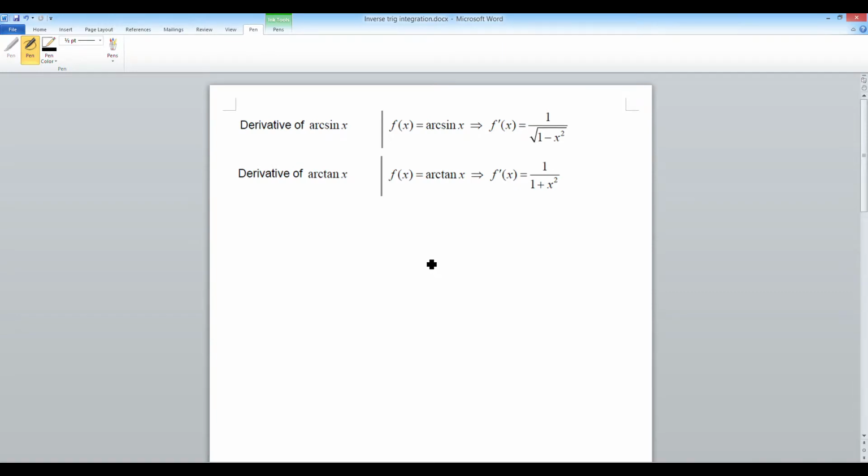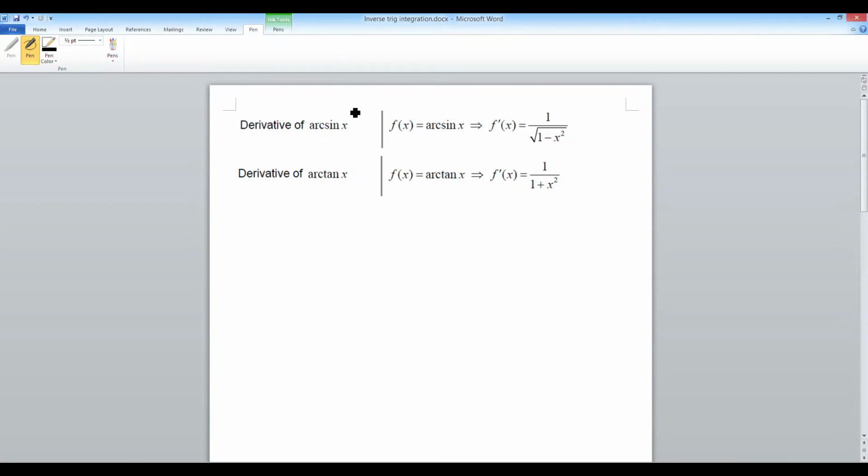Hello, let's take a look at the integration of inverse trigonometric functions. Of course, before we can look at integration, let's quickly look back and think of the derivative of the inverse of sine of x. So we can say the inverse of sine of x, or arc sine of x, the derivative hereof will be 1 over the root of 1 minus x squared.